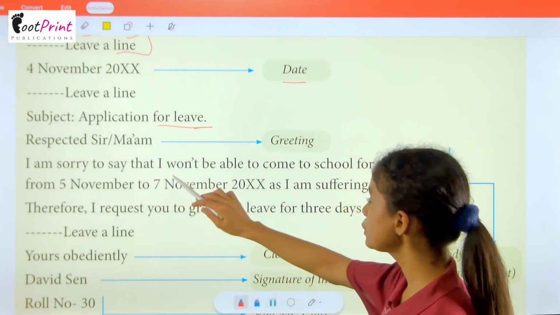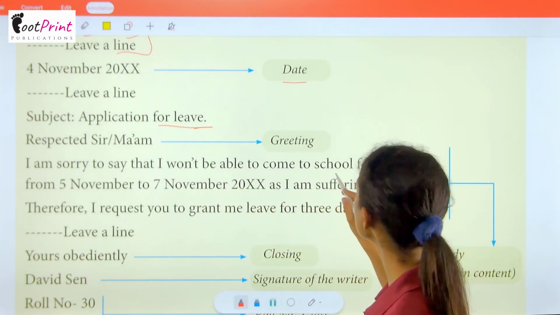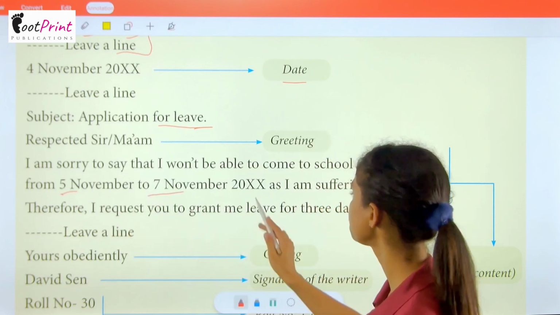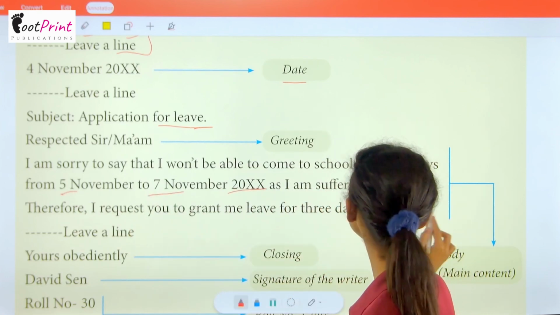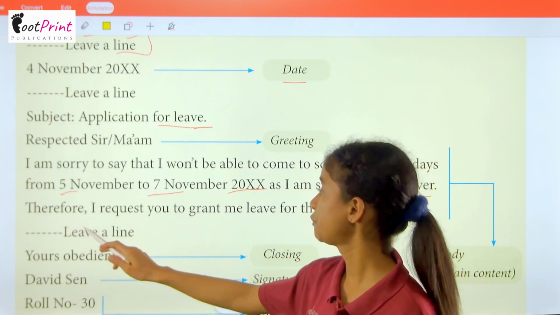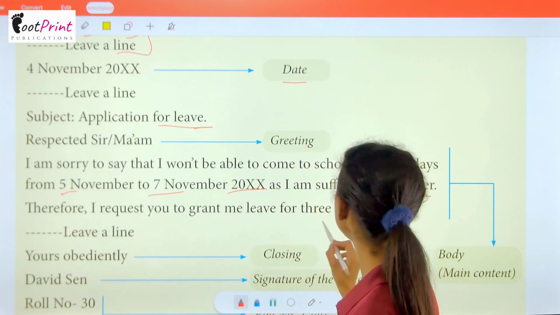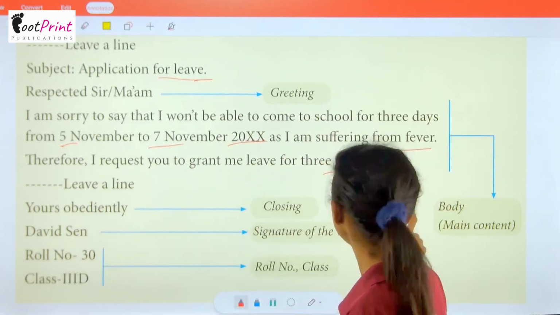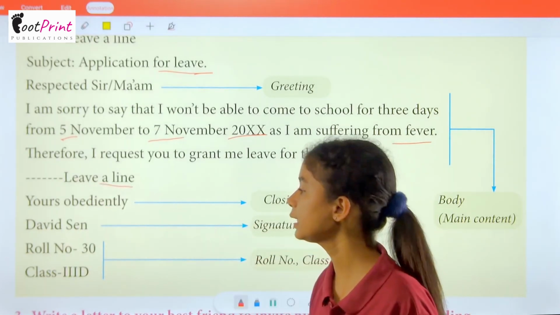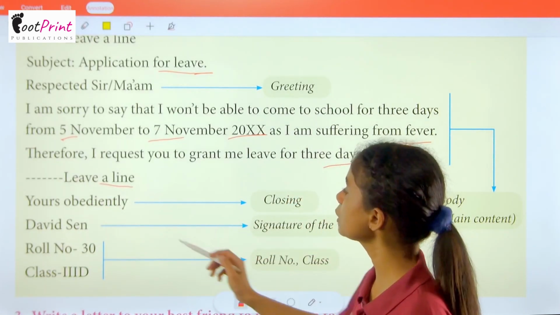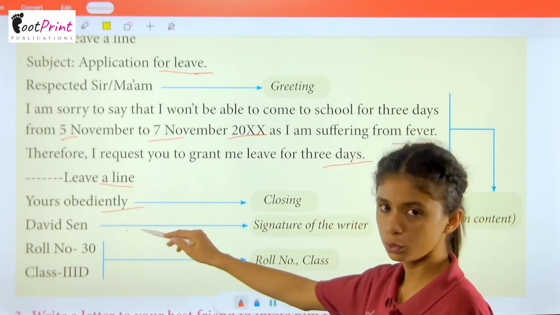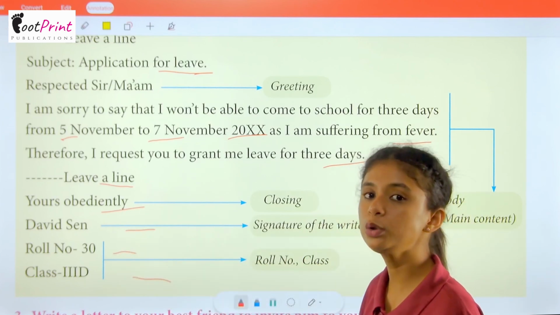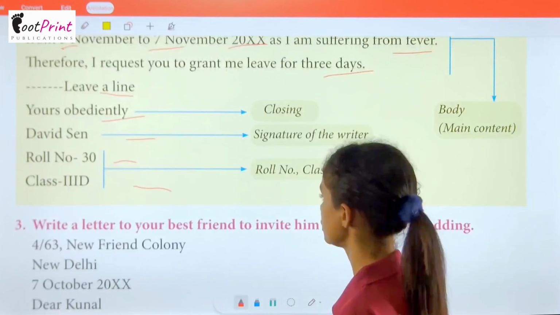I am sorry to say that I won't be able to come to school for 3 days from 5 November to 7 November as I am suffering from fever. Therefore, I request you to grant me leave for 3 days. So, here we have written the main body. Then you will leave a line again and then you will write the closing. Yours obediently, your name, your roll number, and your class. This is how you will write an application.